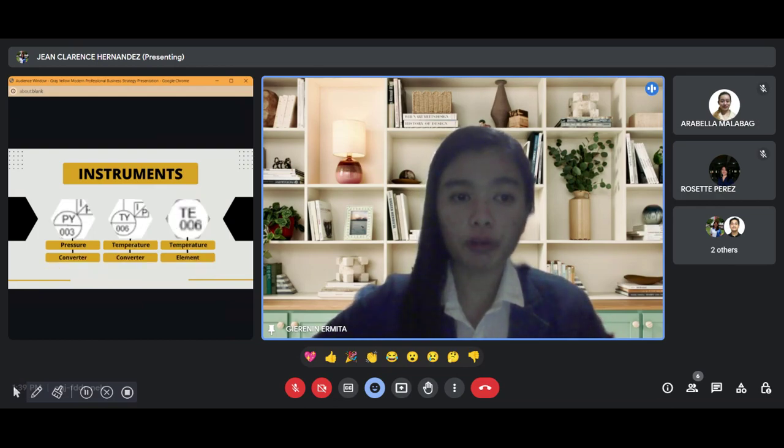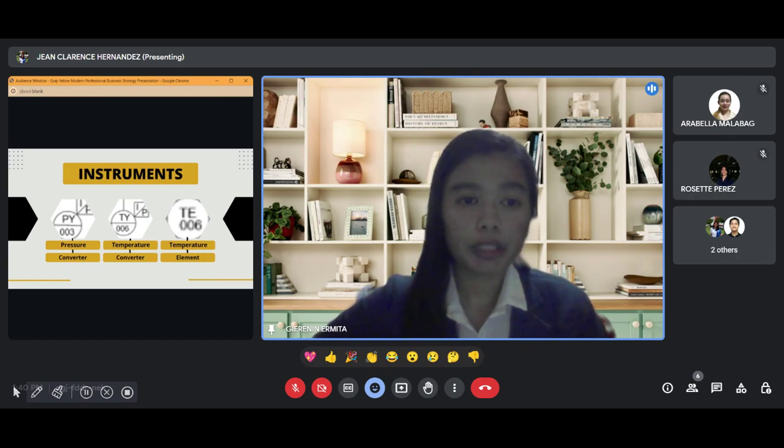Next is a pressure converter. So the purpose of a pressure converter is to facilitate the seamless integration of pressure measurement and control systems, ensuring accurate and consistent pressure readings throughout the system. A pressure converter, often in the form of a pressure transducer or transmitter, wherein our process is a transducer, serves as a crucial interface between the process varying pressure conditions and the instrumentation and control systems.